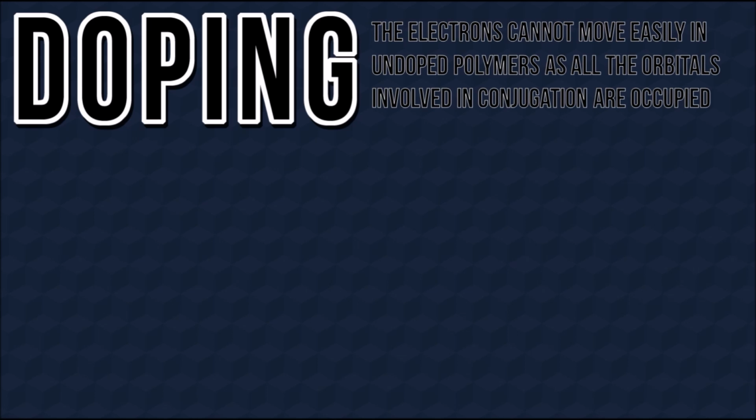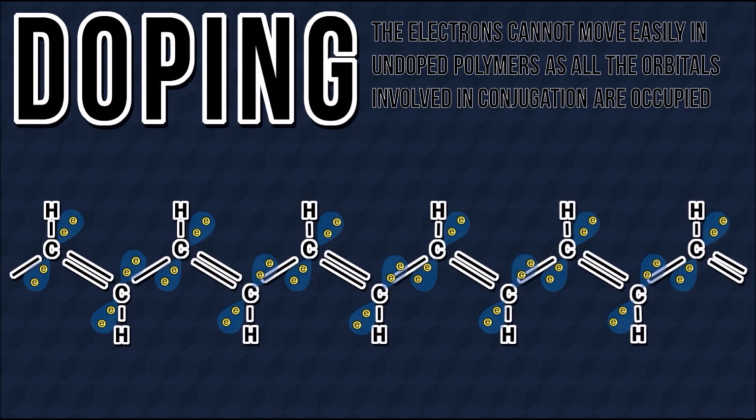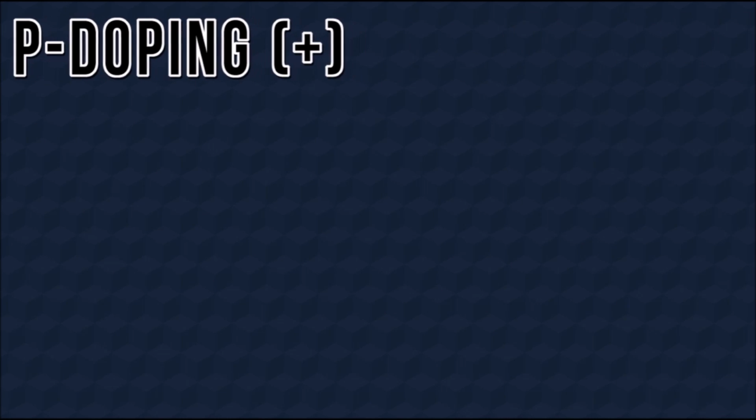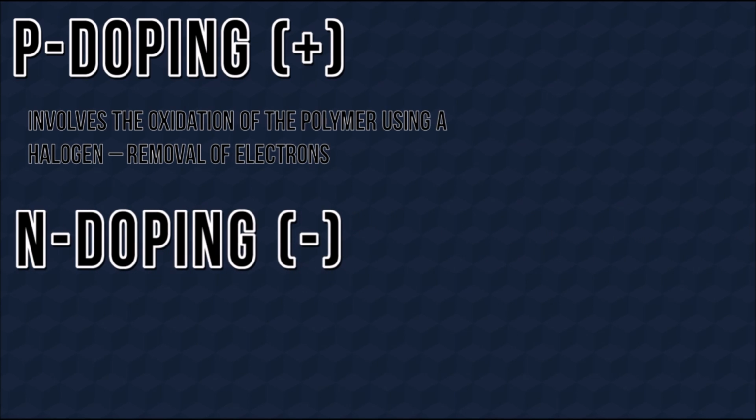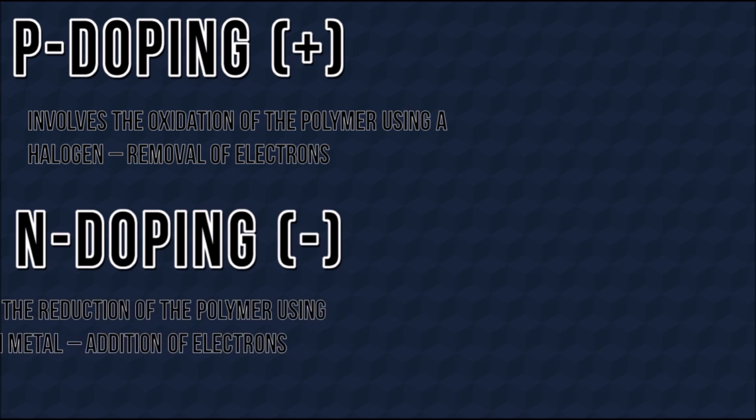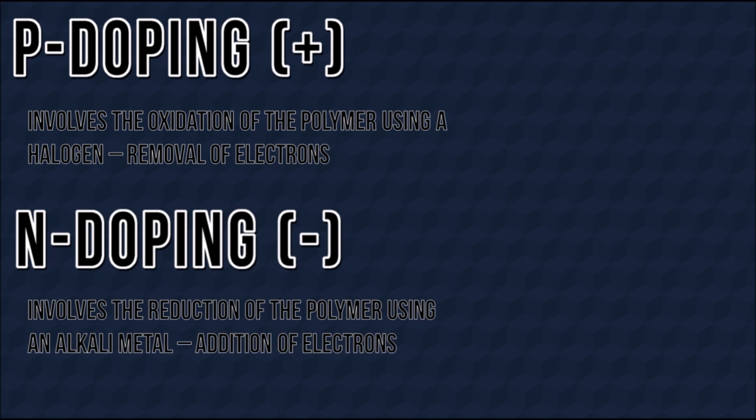This is where a technique known as doping comes into play. The electrons cannot move easily in undoped polyacetylene because all of the orbitals involved in the conjugated system are occupied by electrons. By removing or adding electrons via oxidation or reduction, the conductivity of the polymer increases dramatically. There are two types of doping: positive, or p-doping, which involves oxidizing the polymer chain with a halogen, and removing an electron from the conjugated system. The other type of doping is negative, or n-doping, which involves reducing a polymer using an alkali metal and adding an electron to the conjugated system.